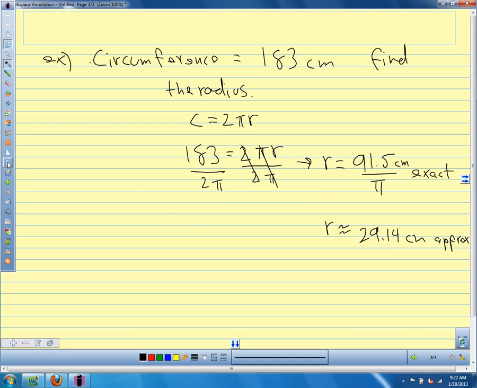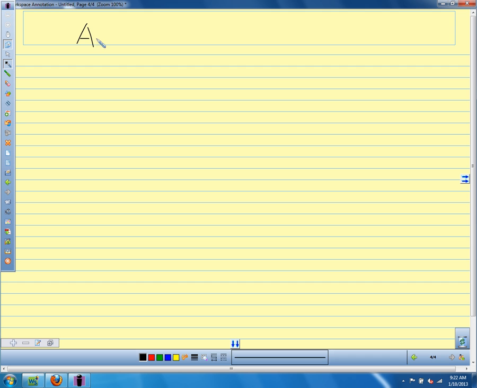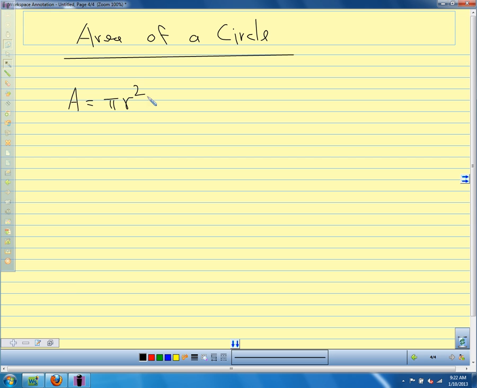All right, let's talk about the area of a circle. And I think we probably all know the formula. The area is pi r squared. And you've heard the old joke, right? About cake, r squared, pi r round. So the area is pi r squared.